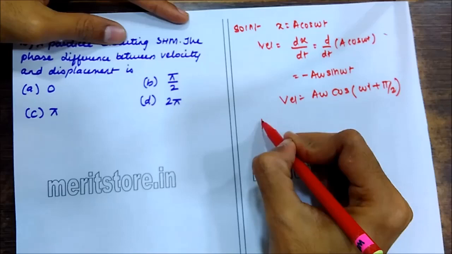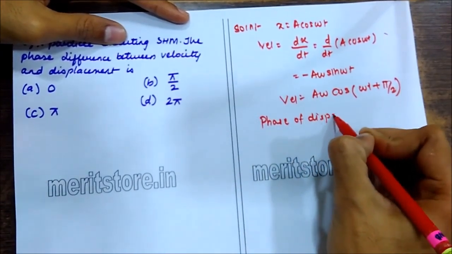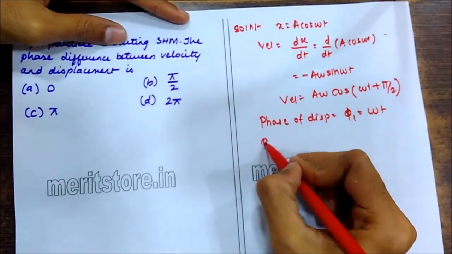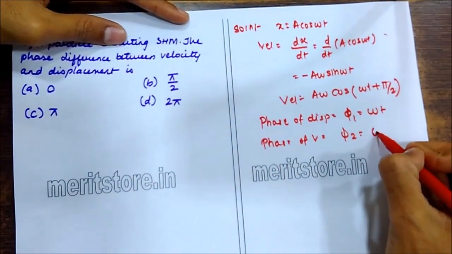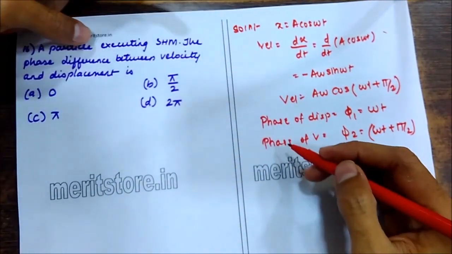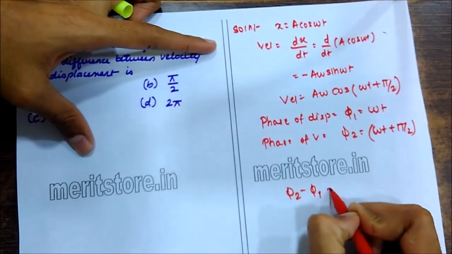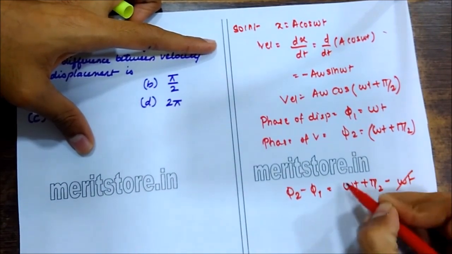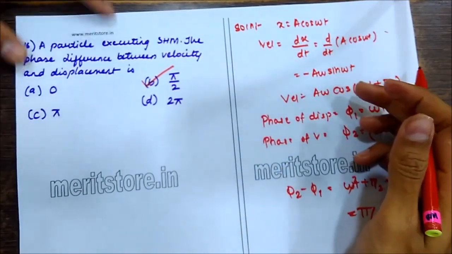So for the phase of displacement, we have psi 1, which equals omega t, and for the phase of velocity we have psi 2, which equals omega t plus pi by 2, which we found now. Okay, so the phase difference between the velocity and displacement is psi 2 minus psi 1, which equals omega t plus pi by 2 minus omega t. That comes out to be pi by 2. So the correct option is B, pi by 2.